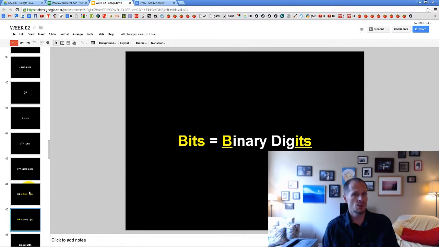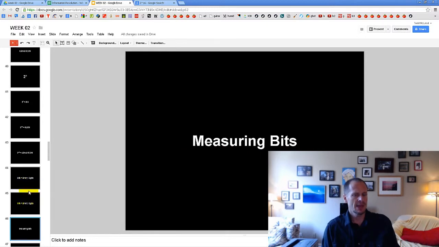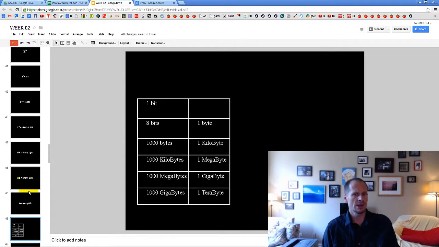And that's where we get the word bits from. So we often talk about bits in relation to computers, like how many gigabits, how many gigabytes, how many megabytes. So a byte is also another slightly different way of referring to all these zeros and ones. But bits comes from binary digits. And measuring bytes and bits is really important in computers. So how do we go about doing that?